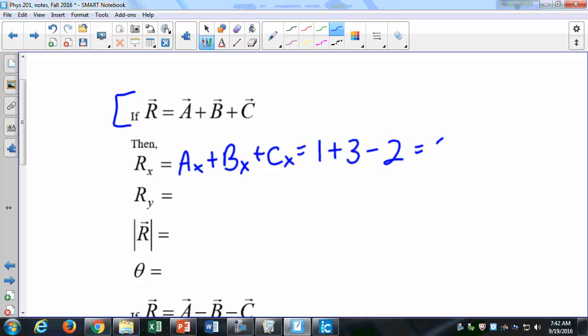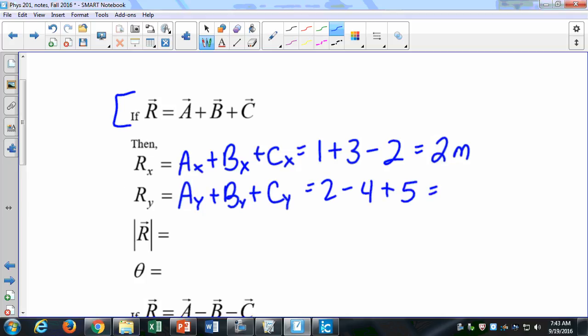That's 4 minus 2, or 2 meters. So that's my x component of r, and then ry is going to be ay plus by plus cy, and then this is 2 minus 4 plus 5. It's negative 2 plus 5, that's 3 meters. So these are our x and y components of r.